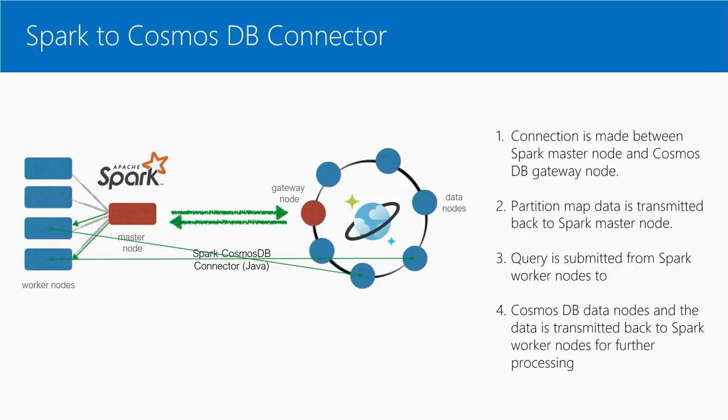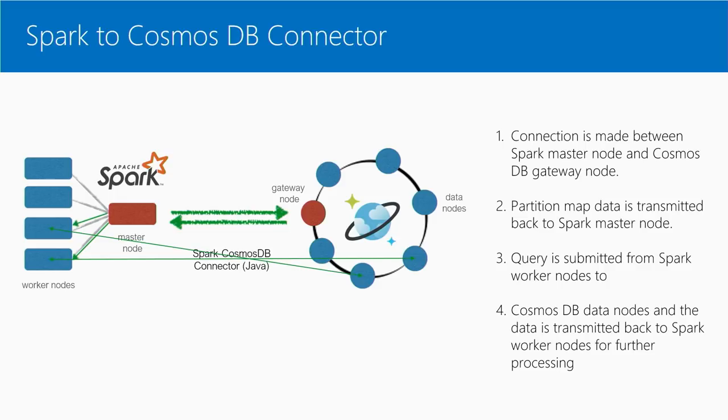So once you have the connector installed, next you specify the read or the write config. So pretty much you're telling which Cosmos DB container you're connecting to. And once you have the config in place, we establish a connection from the Spark master node to your Cosmos DB gateway node. When this connection is established, Cosmos DB passes back the partition map of the data.